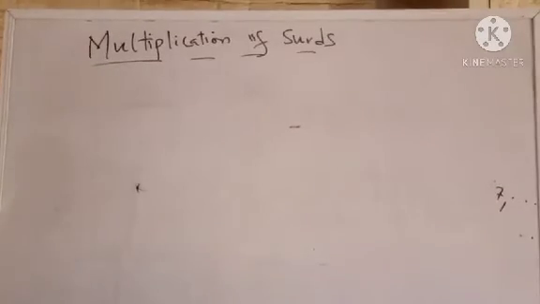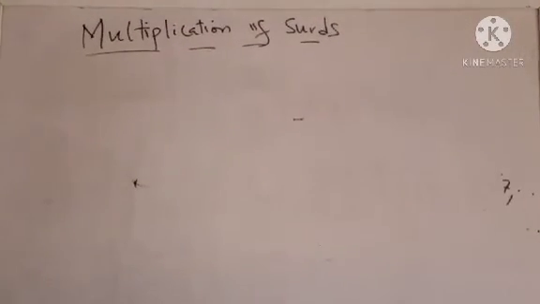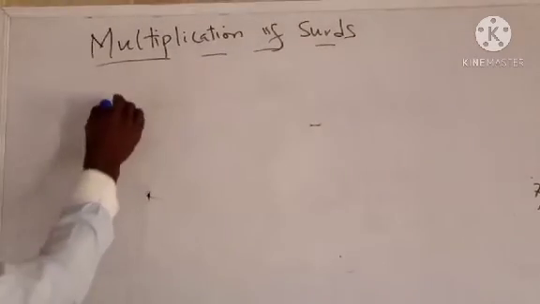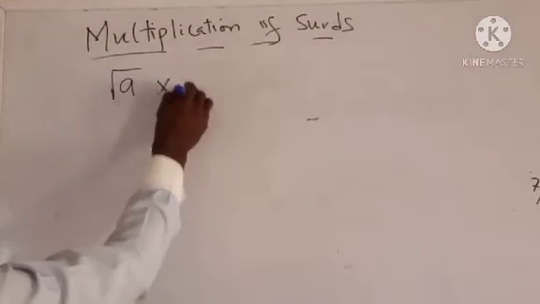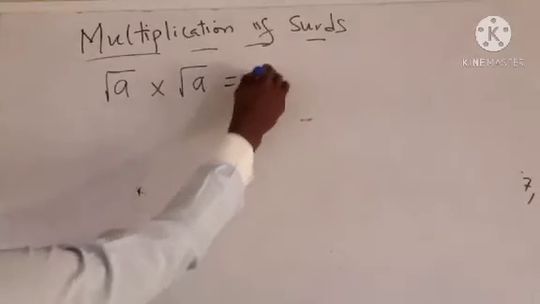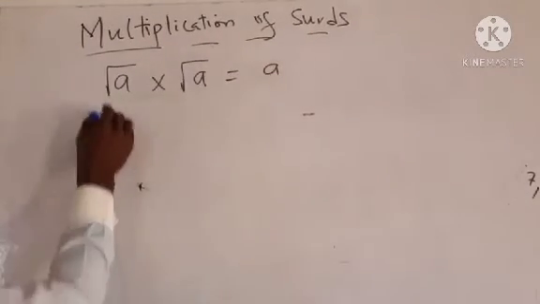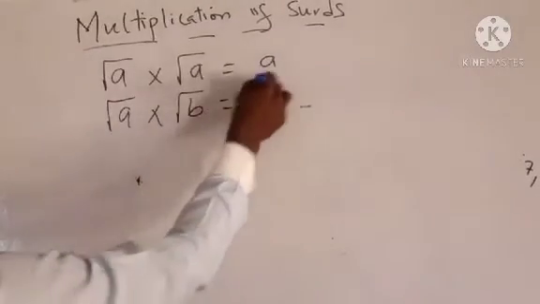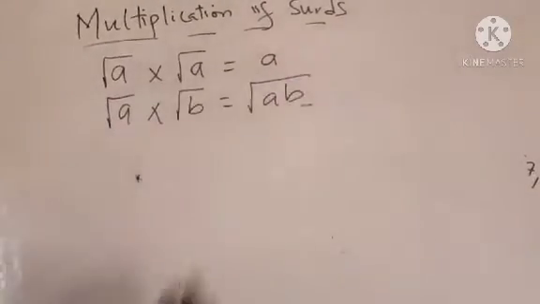Multiplication of surds. Before you can multiply surds, you need to know the rules for multiplication. And the rule states square root of a times square root of a gives a. Square root of a times square root of b gives square root of ab.